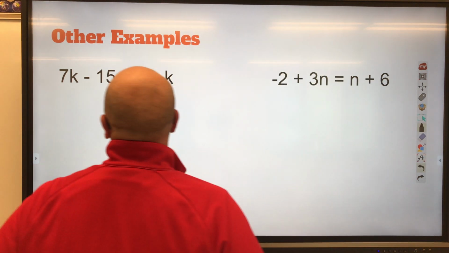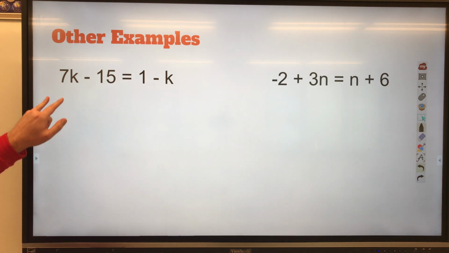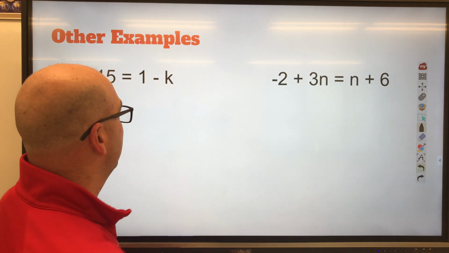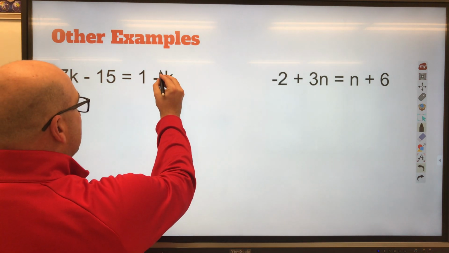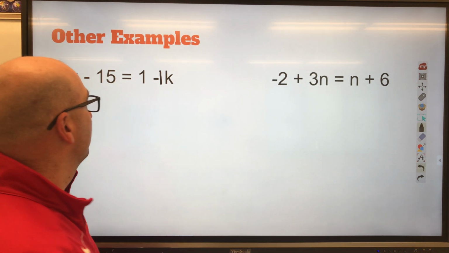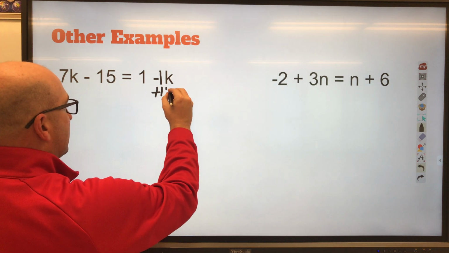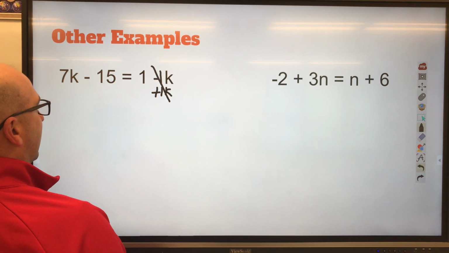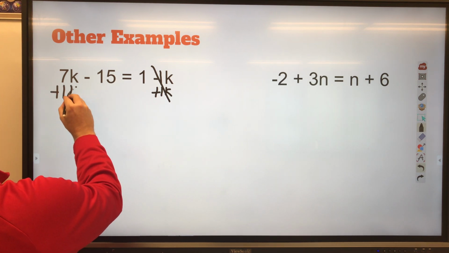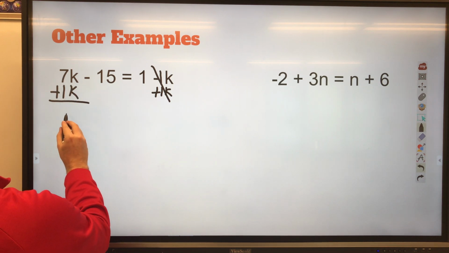Few more examples. 7k minus 15 equals 1 minus k. Starting with my k's, my personal preference is starting with the lower absolute value. Negative k is the same as negative 1k, so you can put that 1 there if it helps you out. So I'm going to start with the negative 1k. Inverse operations, add 1k. That cancels out. Balance the equation by adding 1k over here. Bring everything down in the next step.